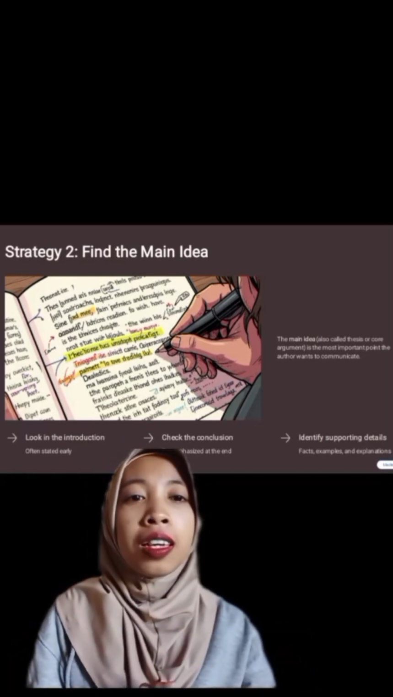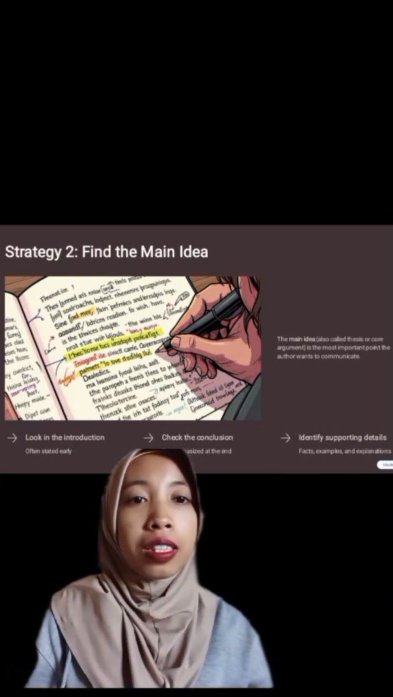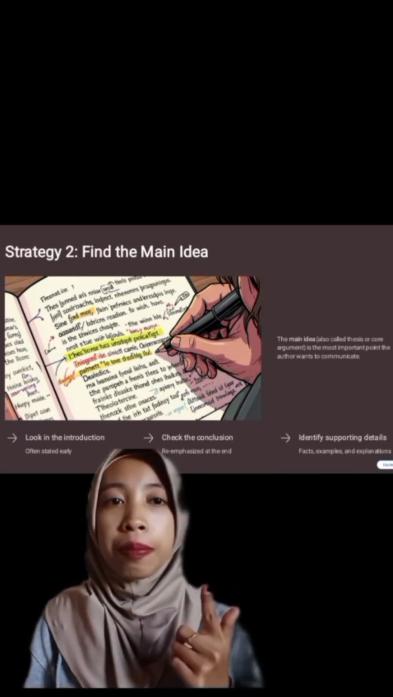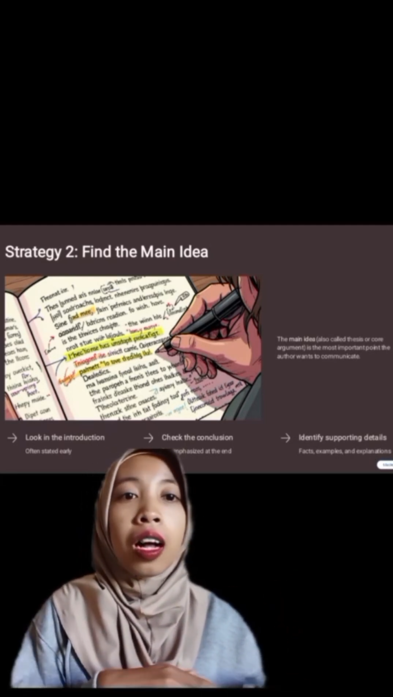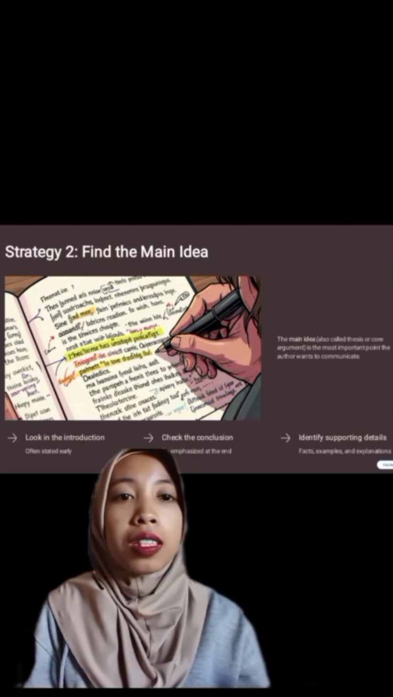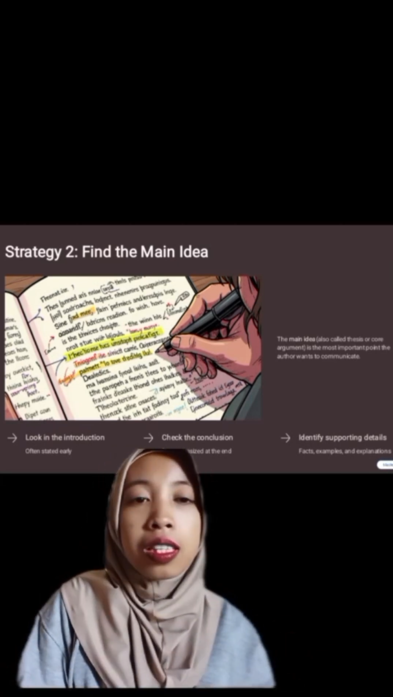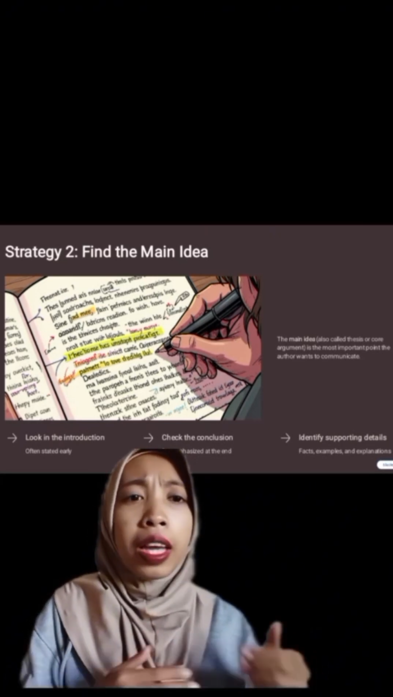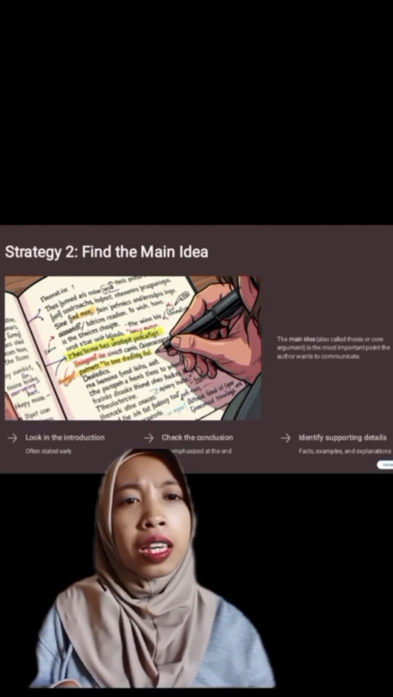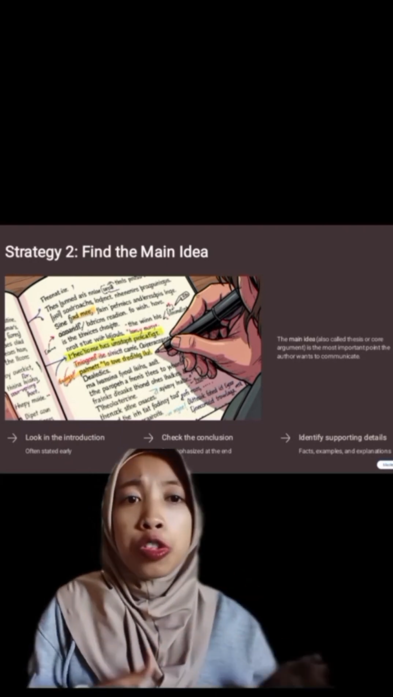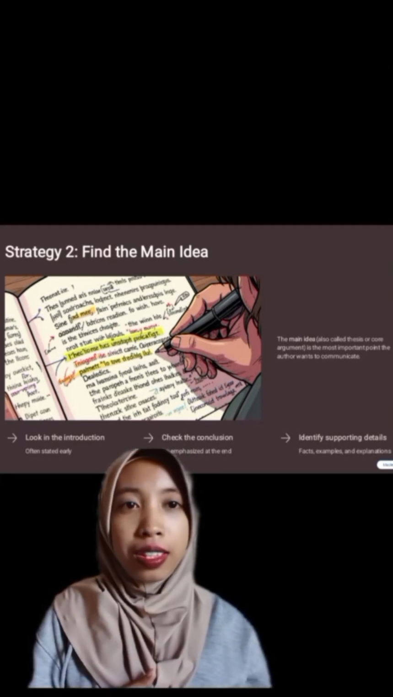Readers should also check the conclusion because the author usually re-emphasizes the main idea at the end of the text. In addition, readers need to identify supporting details such as facts, examples, and explanations. These details strengthen the author's argument and help readers understand the text more clearly. By applying these strategies, students can become more active, analytical, and effective readers. Critical reading not only improves comprehension, but also strengthens academic and critical thinking skills.